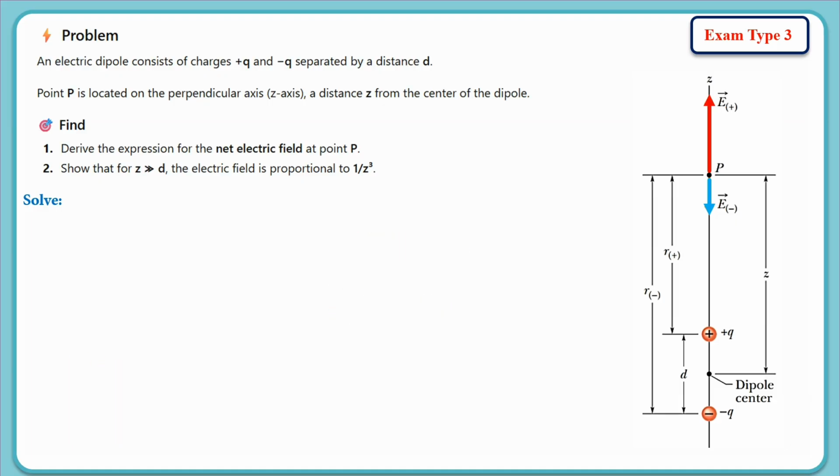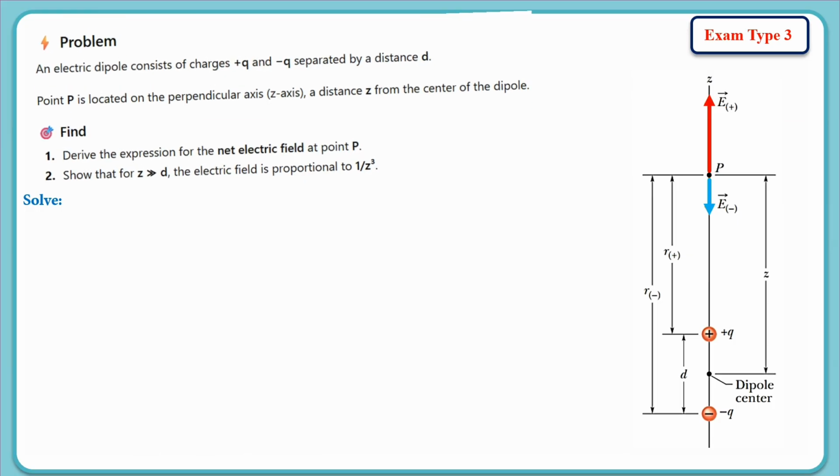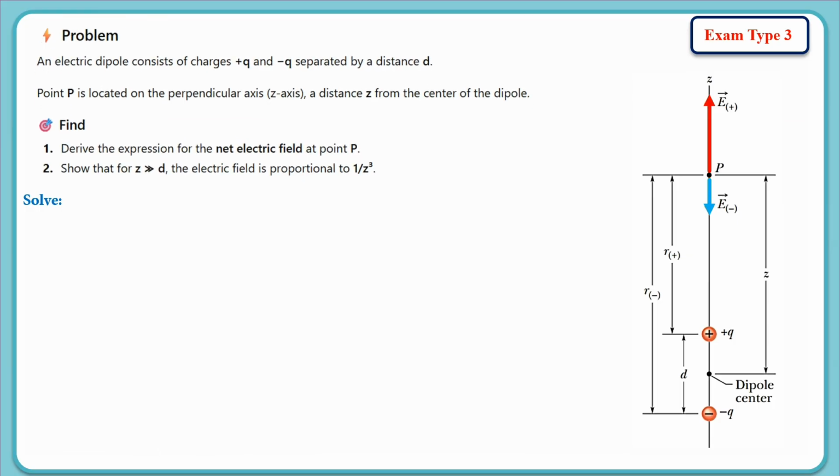Now, let's continue with another important exam style problem from the electric field chapter. In this question, we have an electric dipole made of a positive charge and a negative charge. Our goal is to find the electric field at point P, which lies on the dipole axis. Then, we'll simplify the result for points that are very far from the dipole.